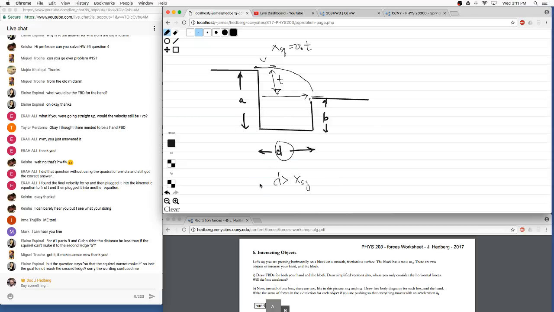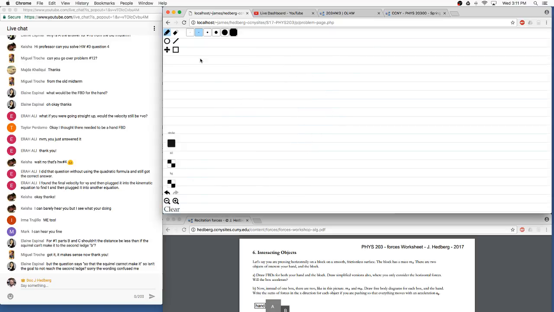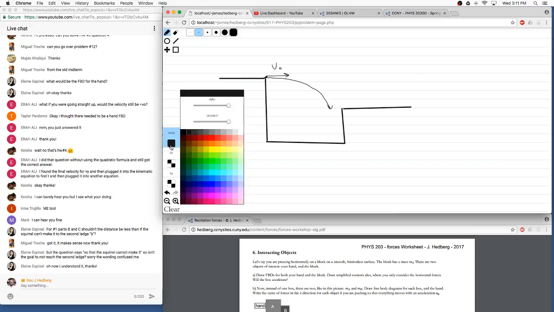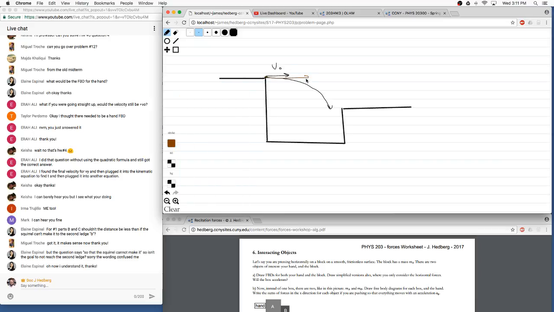Yes, the question says the squirrel cannot make it. Okay, so let me just draw it again. The squirrel is going to be able to jump this far, right? Based on this initial velocity. If he had a bigger initial velocity, say in orange, then he might be able to jump farther. But he doesn't. He's got the one I drew there, v naught. And so I want to put D past this point. If I made D smaller, then uh-oh, I'm going to have squirrels, and I don't want them.